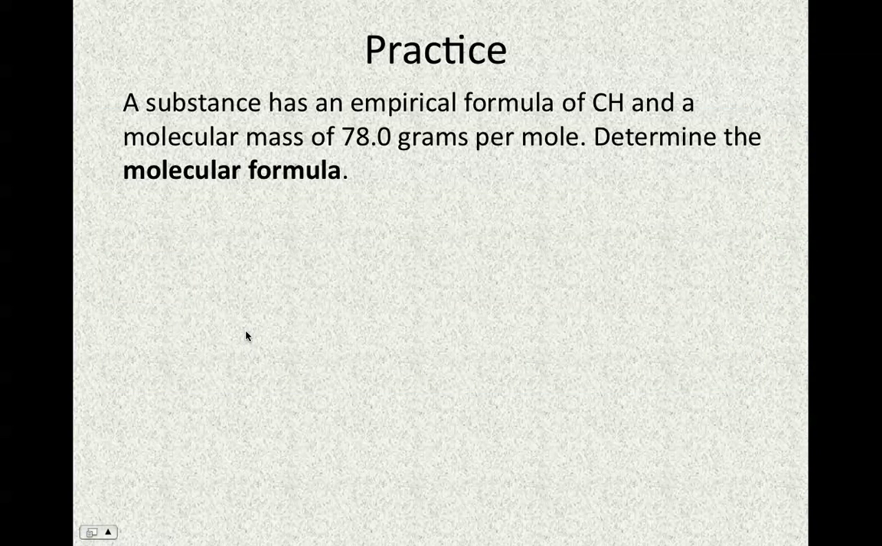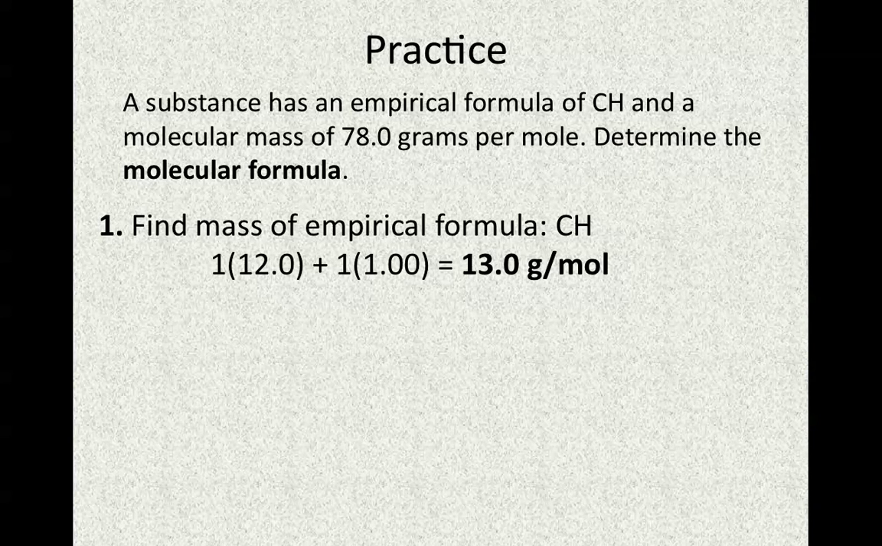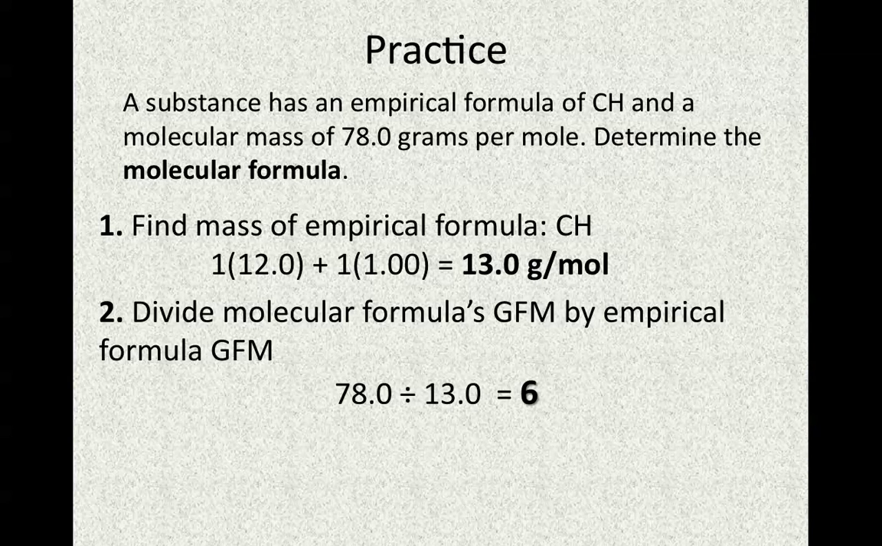So our final practice, and basically this is how that type of question is going to look. You won't see it in a chart. We have a substance that has an empirical formula of CH and a molecular mass of 78.0 grams per mole. Determine its unknown molecular formula. So we first find the mass of the empirical formula, which again is just CH, so we get 13 grams per mole. We're then going to divide the molecular formula's GFM, which is given to us, by that calculated empirical formula's GFM. So we get a 6.